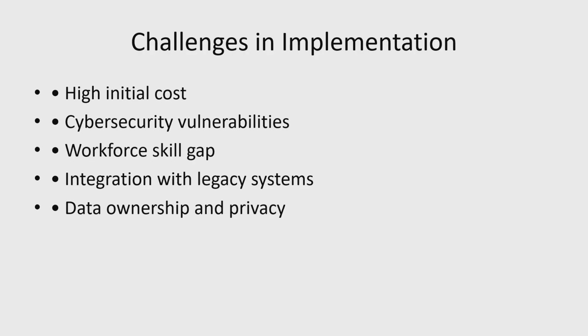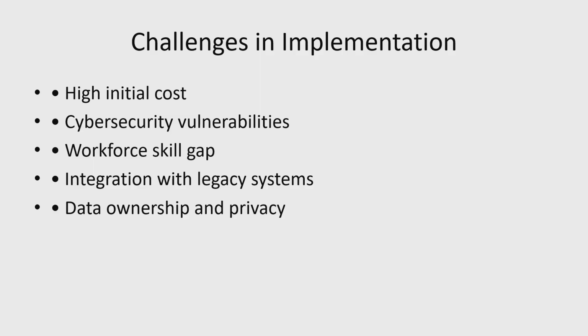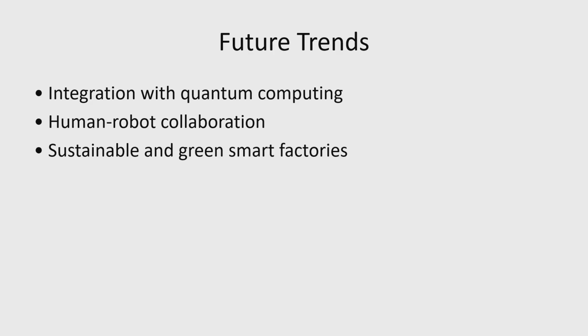And then integration with legacy systems. Some companies are already working, so we cannot change all of a sudden. We cannot throw out old machines, but we can slowly upgrade those companies to smart factories. That is called a legacy system, which is coming through generations. That legacy can be gradually changed. Data ownership and privacy are also issues. How to use a legacy system as well as integrate with the new system is also one challenge. So these are the challenges, and future trends are basically integration with quantum computing.